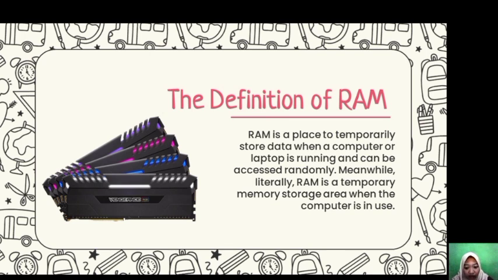By definition, RAM is a place to temporarily store data when a computer or laptop is running and can be accessed randomly. Meanwhile, literally, RAM is temporary memory storage area when the computer is in use. So, RAM storage memory is not permanent. That is, when the computer is off, the RAM will be empty again and will be used after turning it back on during activities.